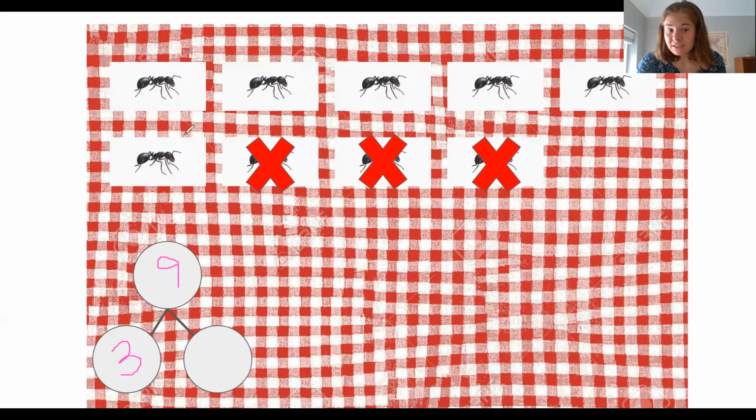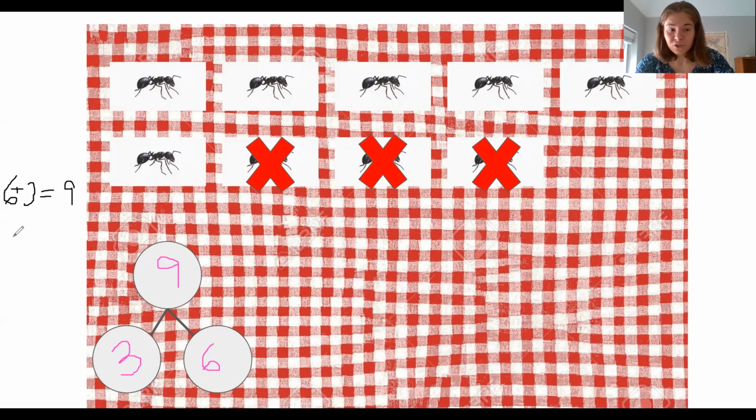5, 6 ants are left on my blanket, right? So between the 6 ants on my blanket and the 3 that crawled away, we make 9, right? So I could write that number sentence and say 6 and 3 makes 9. But since we are doing takeaway problems today, I want to write that a different way, right?